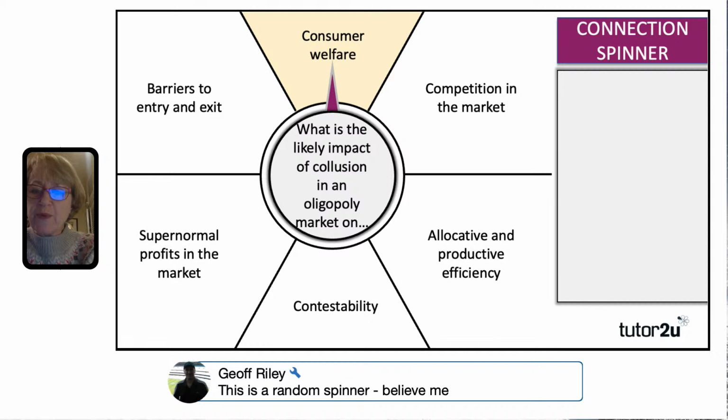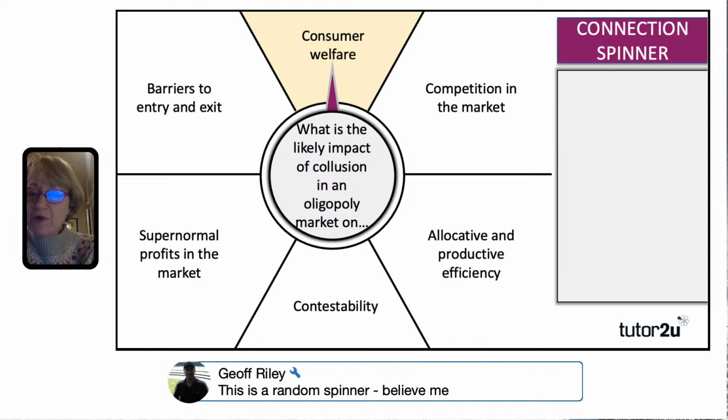So have a quick think about that. And let's see if you can type in maybe a couple of bullet points into the chat screen on what you think would be the effects of collusion in an oligopoly on consumer welfare. So you've got to think about what consumer welfare means and how it's going to be affected. Is it positive or negative for consumers? And if you decide it's negative, then why?